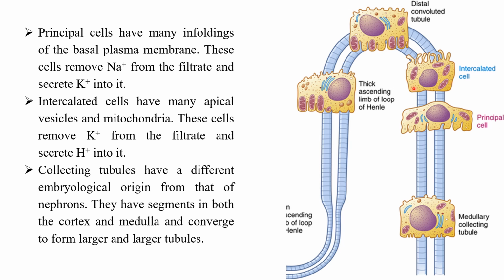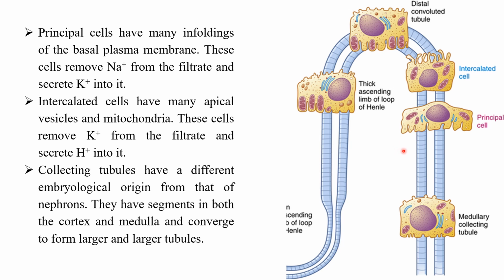The first type is the principal cells. The principal cells may have many infoldings of the basal plasma membrane. These cells remove sodium from the filtrate and secrete potassium ions into it. So the function of the principal cell is to remove sodium and add potassium.